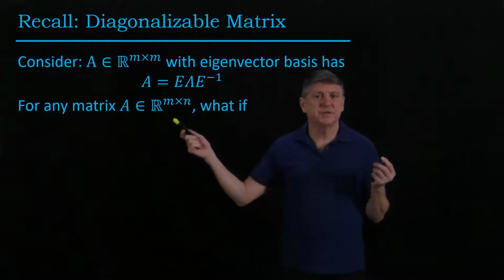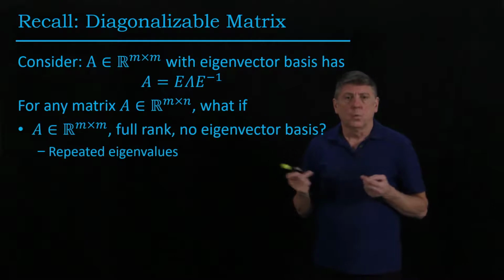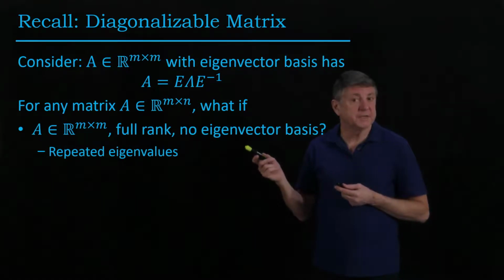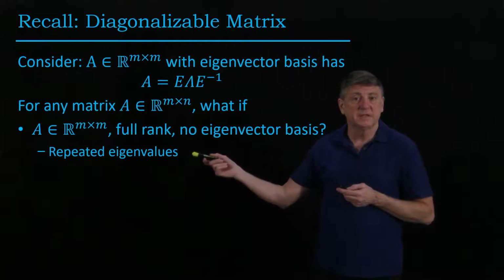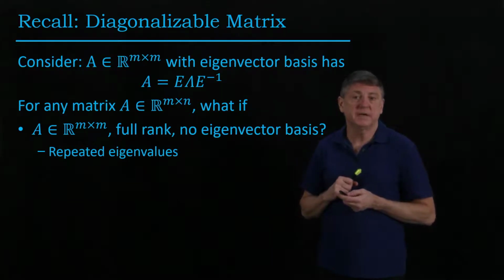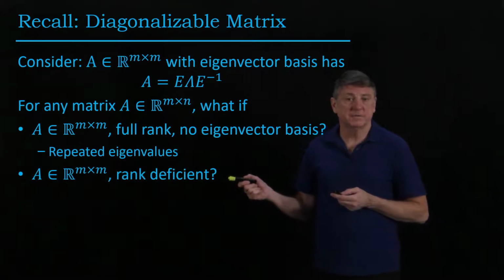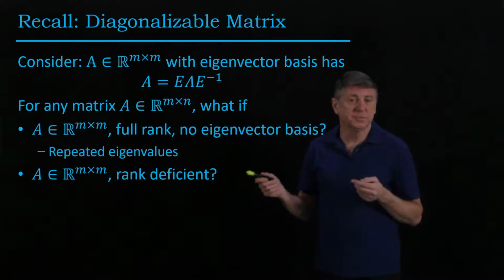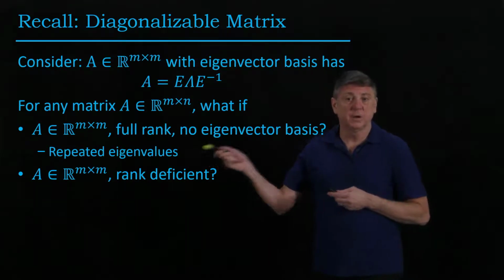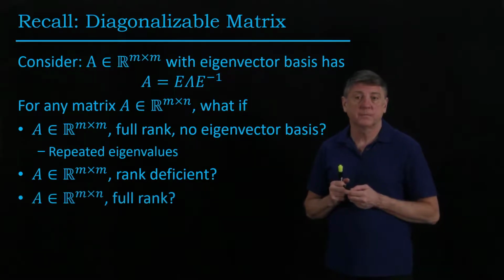Suppose that we have a general matrix. This matrix may or may not be square. What happens if the matrix is square and full rank but doesn't have an eigenvector basis? This can happen, for example, with certain matrices where there are repeated eigenvalues. What if the matrix is square and rank deficient? That is, what if the null space is quite non-trivial? That would be an example of where the repeated eigenvalues are specifically the value 0.